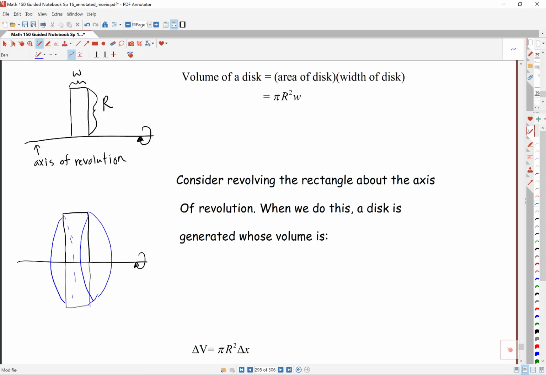Do you guys remember the volume of a right circular cylinder? Good. So the volume of a right circular cylinder is basically the volume equals the area of the base, which is pi r squared, times the height. Okay, so far?